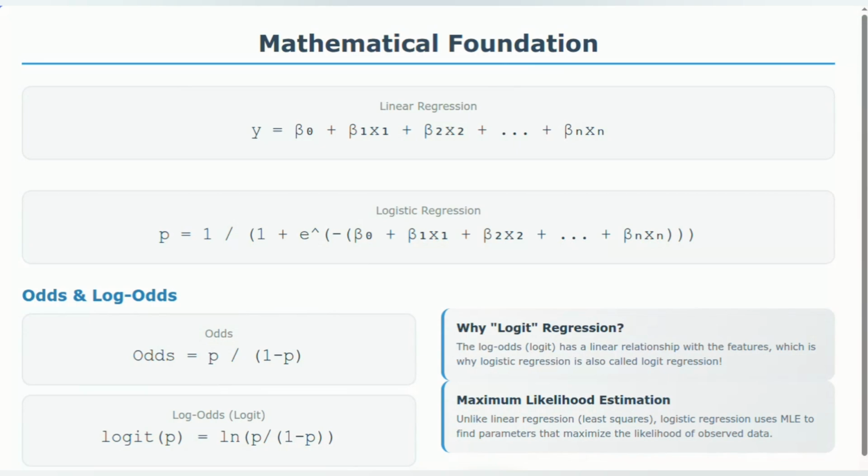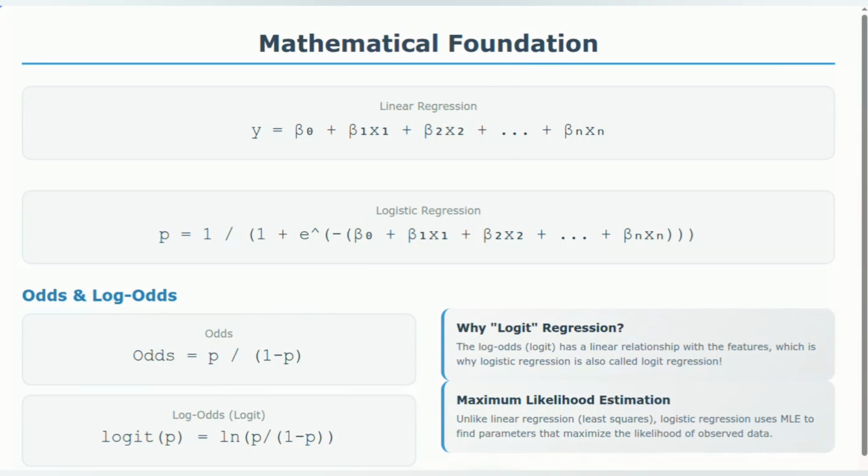Odds are the ratio of the probability of success to the probability of failure. Odds = p / (1 - p). The log odds, or logit, is simply the natural logarithm of the odds. Logit(p) = ln(p / (1 - p)) = β0 + β1x1 + β2x2 + β3x3 + so on. This is why logistic regression is also called logit regression.